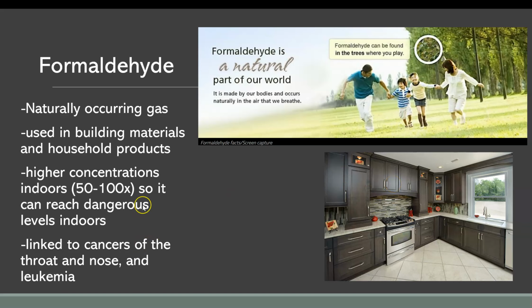So there's a really high concentration of formaldehyde inside, so it can actually reach dangerous levels if you live in a house with a lot of formaldehyde in it. And it's linked to cancers of the throat and the nose and leukemia, so there is some concern about this specific gas as well.